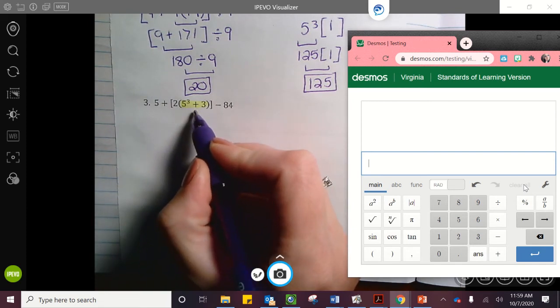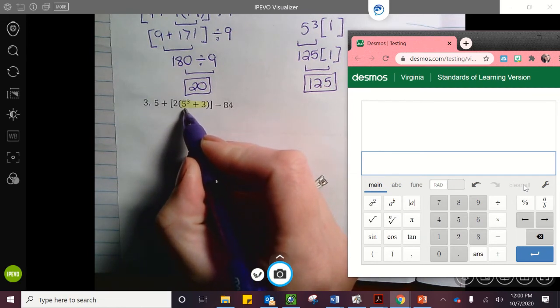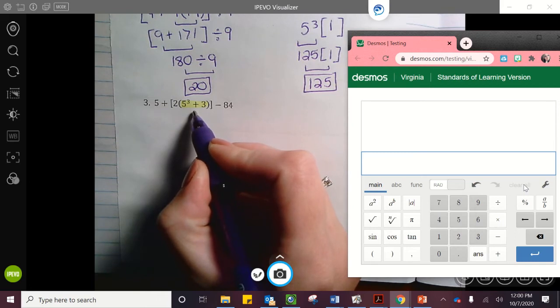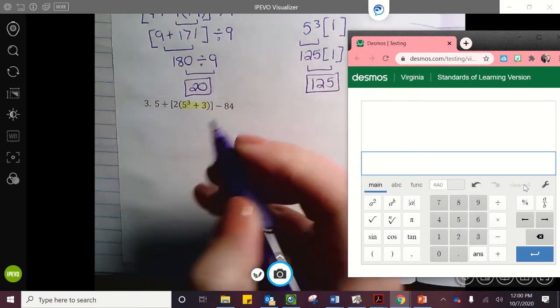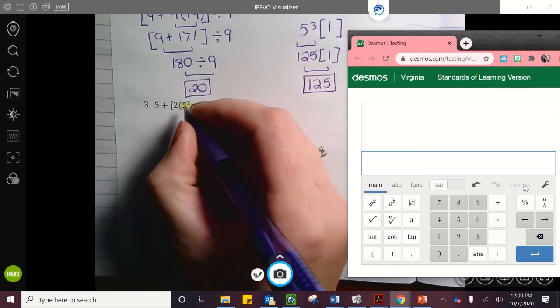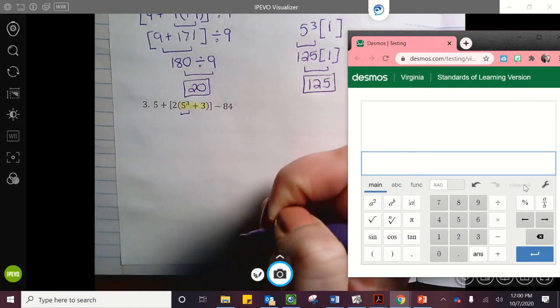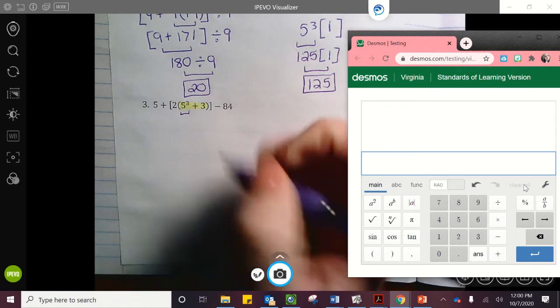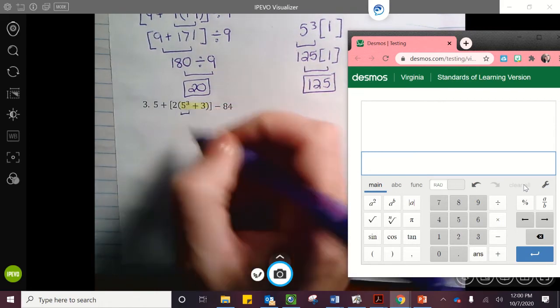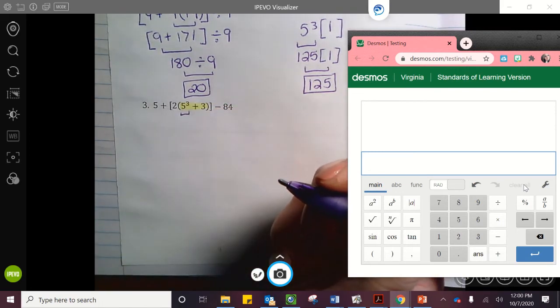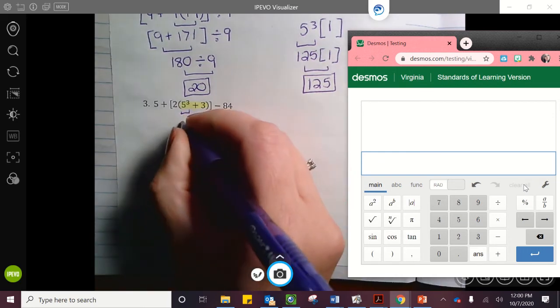Again, I have an exponent and I have addition. So remember, I would do my exponent before I add. Exponents is step 2, addition and subtraction is step 4. So I go in order of my steps. So I'm going to start here with 5 cubed. We solved this in the last problem. Remember, 5 cubed meant 5 times 5 times 5, or we could put it in our calculator, and that gave us 125.